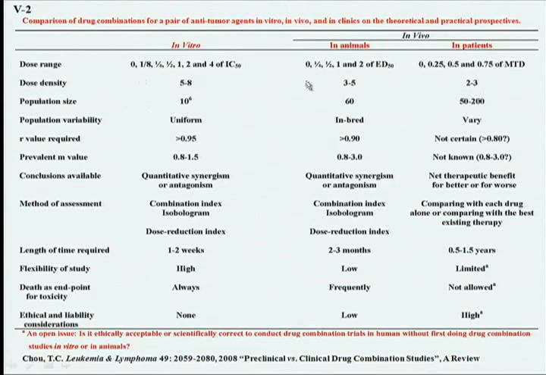Okay, here is a more detailed comparison in vitro, in animal, and in patients. Dose density, population size, variability, R value, and the M value parameter. Conclusion available, just quantitative, this is not practical, not applicable. Length of time: 2 weeks, months, years. Flexibility, death as an endpoint is always in vitro, frequently in animal, but in human you cannot use death as an endpoint, of course. And ethical liability is none, is low, and is very high for human. So this is a comparison.